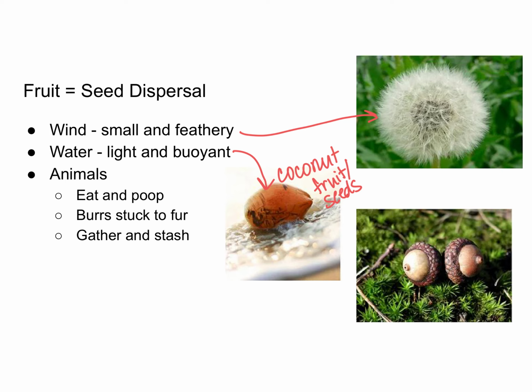Some animals also gather and stash fruit and then forget where they left it. So this is a key thing with acorns here. So squirrels are notorious for going around and collecting acorns in order to be able to eat them over the winter when there isn't food readily available. But oftentimes they forget where they left the acorns. And so that acorn can then, if it doesn't get eaten, germinate and form a new tree wherever it gets left by the squirrel.